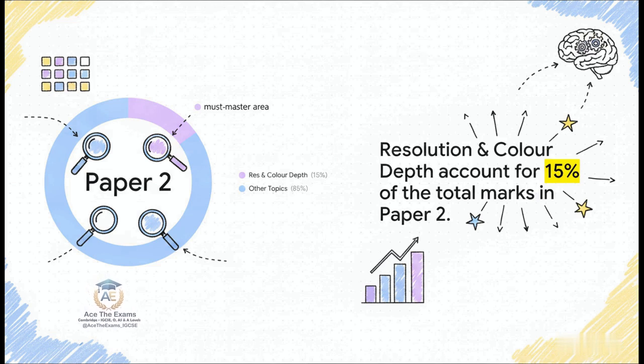Why? Because questions related to the effects of changing image resolution and color depth account for approximately 15% of the total marks in Paper 2. That is a massive foundational pillar of your final grade, 15%. It relies entirely on your understanding of how these visual metrics interact. If you're like Alex or Sam, you're leaving a whole grade boundary sitting on the table.